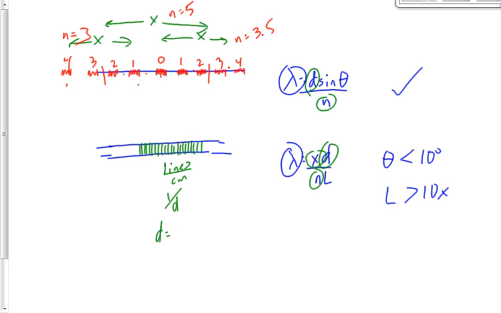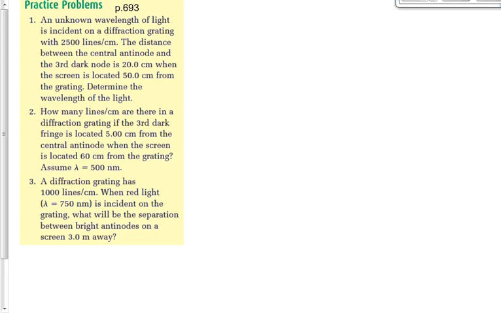If it's 1,000 lines per centimeter, then D is going to be 1,000 to the minus 1. That's right? It's going to be 1 over 1,000, 0.001. Convert it to meters at that point, and then plug it into here just like you do the other questions. All right, we had three homework questions on this topic yesterday. Let's take a peek at those 3 questions now. Any issues on 693, please?